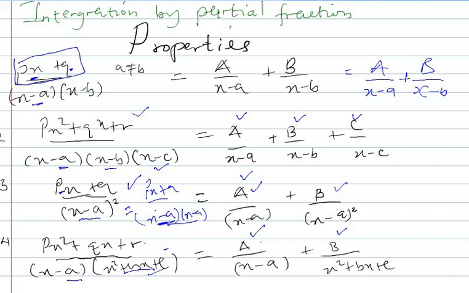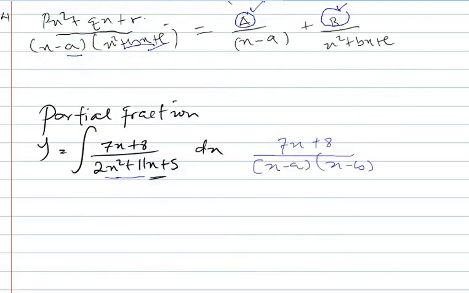So using partial fractions, you'll be able to find the constants, the unknowns, that's A, B, and C. So let's look at how it's going to be and how we are going to arrive at it. Taking this question, we have to find the integral of 7x plus h all over 2x squared plus 11x plus 5.